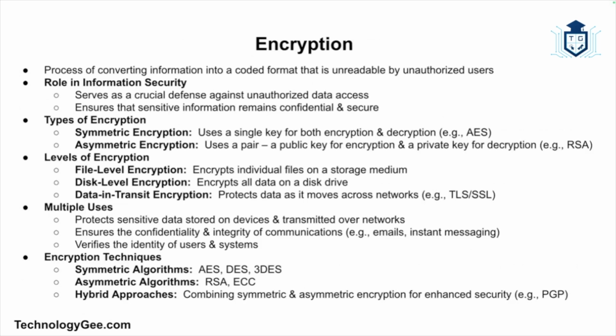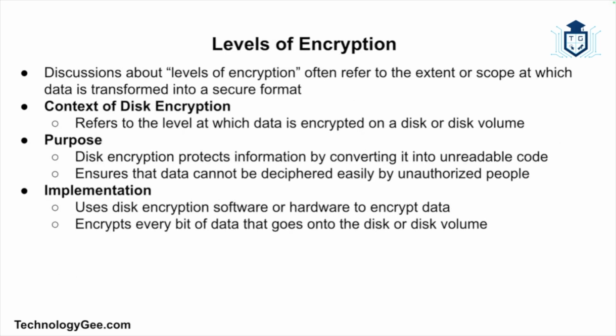All right, next let's talk about encryption. Encryption is the process of converting information into a coded format that is unreadable by unauthorized users. Encryption plays a crucial role in information security, serving as a critical defense against unauthorized data access. Several kinds and levels of encryption are designed to protect different types of data and meet various security needs. This section is going to cover the wide-ranging topic of encryption, discussing its levels, its multiple uses, and various encryption techniques.